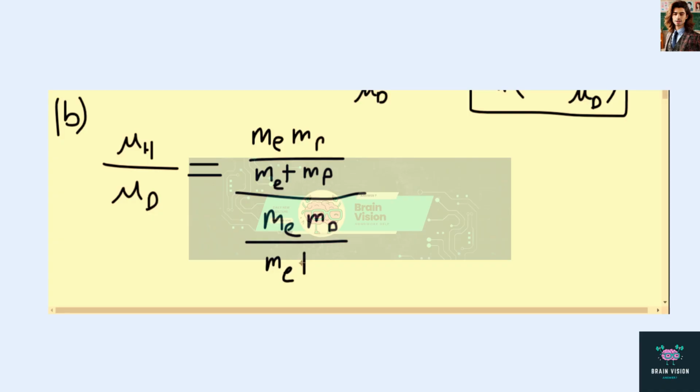All these values are just constants. You could use units of kilograms here, or you could use atomic units. It doesn't matter because the units are going to cancel out. We're just taking a ratio. Plugging in these values, we find that this is equal to 0.999728.